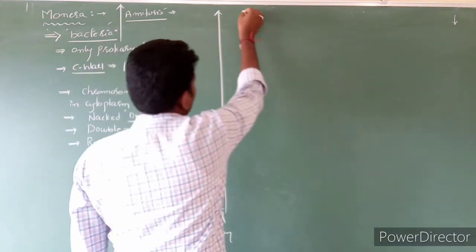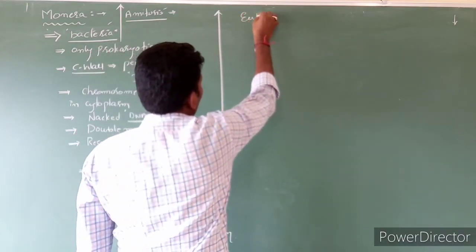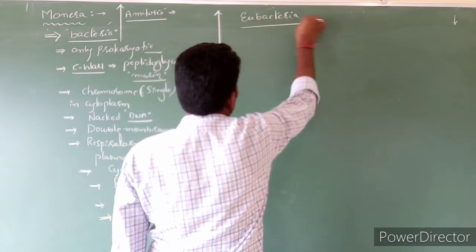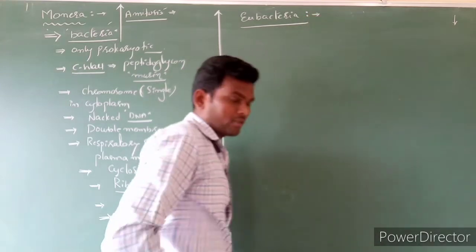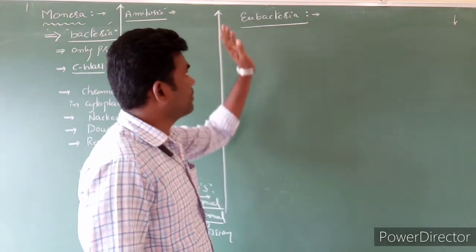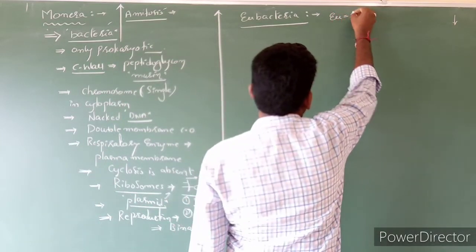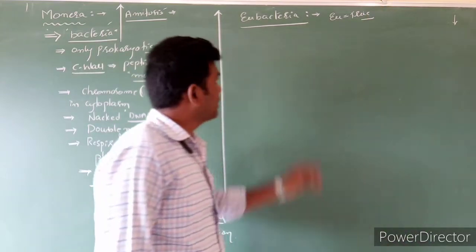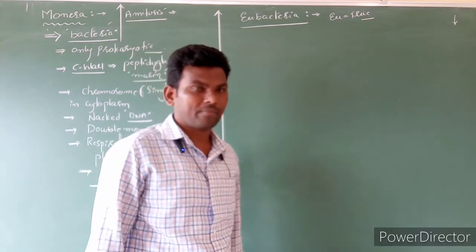Next, now we are going to discuss bacteria, nothing but eubacteria. In the last class we discussed the difference between Archaebacteria and Eubacteria. Now I am going to start with Eubacteria. You know that Eu means what? Eu means true bacteria. The cell wall is made of peptidoglycan as well as murein.